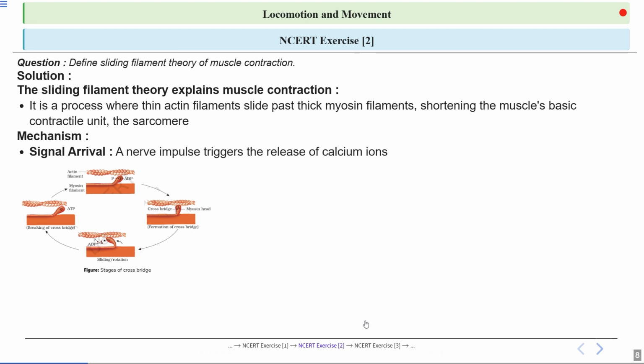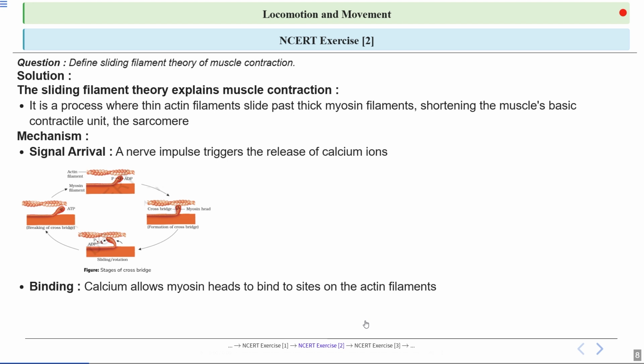First, the actin filament binds with the myosin filament. This leads to the formation of a cross bridge, which further leads to the power stroke, or we can say sliding or rotation of the filaments, which further leads to detachment. That is, here the myosin filament and actin filament detach from each other, leading to breakage of the cross bridge.